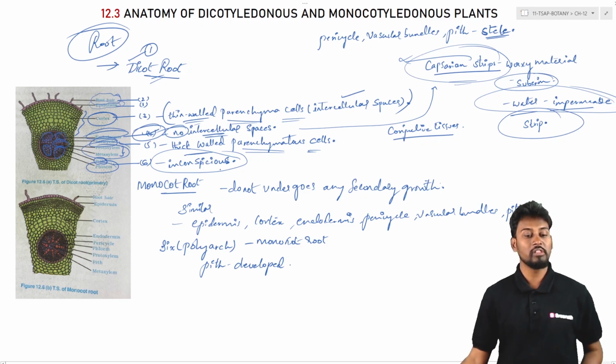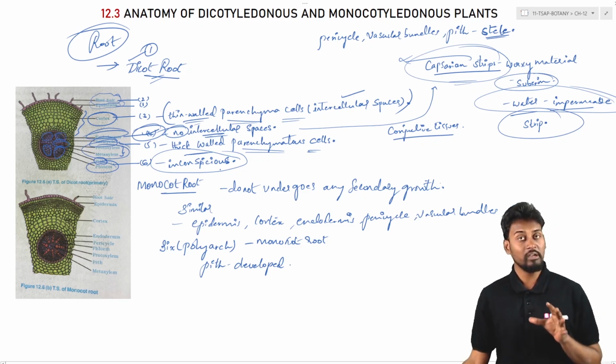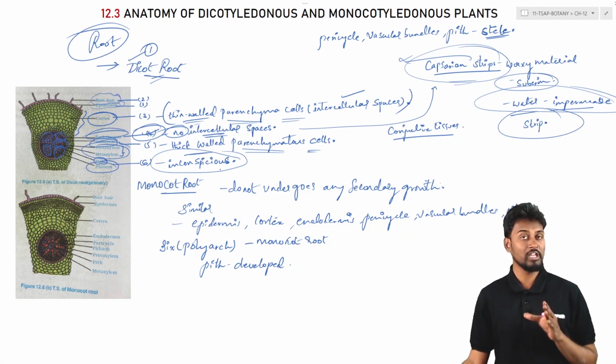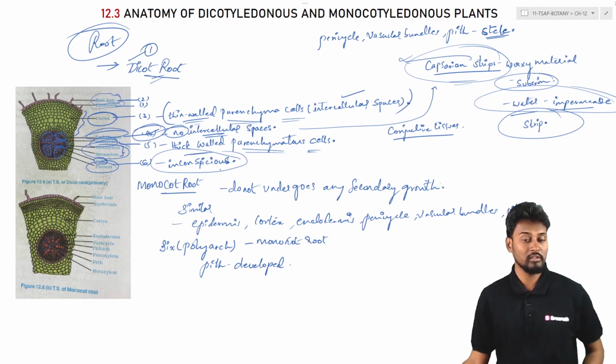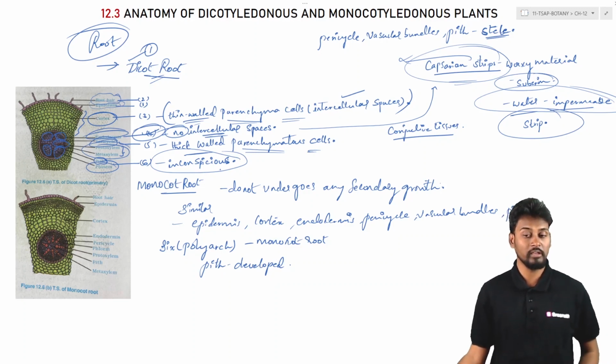So the phloem is generally present in between the structure of the xylem, that is the proto and the metaxylem, and that structure is called phloem. So in that way, this phloem and the xylem generally form the vascular structure or the tissue of this particular plant.